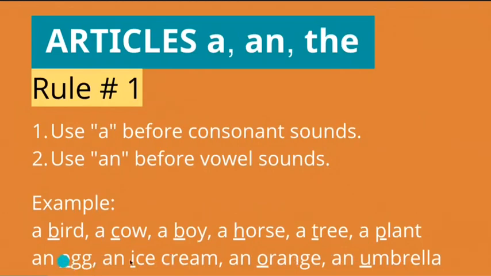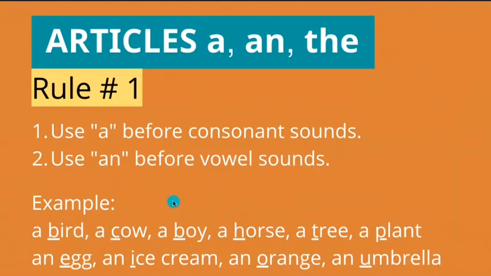Notice that the underlined letters, they have vowel sounds. All right. It doesn't necessarily have to be consonant letters or letters that are vowels, but you have to focus on their sounds. Because later on, you will see that even if it is a consonant letter, if the sound of that letter when it is being read is a vowel, you still have to use an.